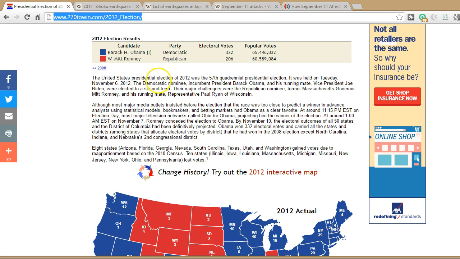But if you read further, it says that the projections were saying that the race was too close to predict a winner in advance. So, the polls obviously were churning this out, but then there was a clear winner. The clear winner was declared on the 7th of November, when Romney conceded the election to Obama. And all the votes had been projected by the 10th of November. So between the 7th and the 10th of November, we're looking for that period.